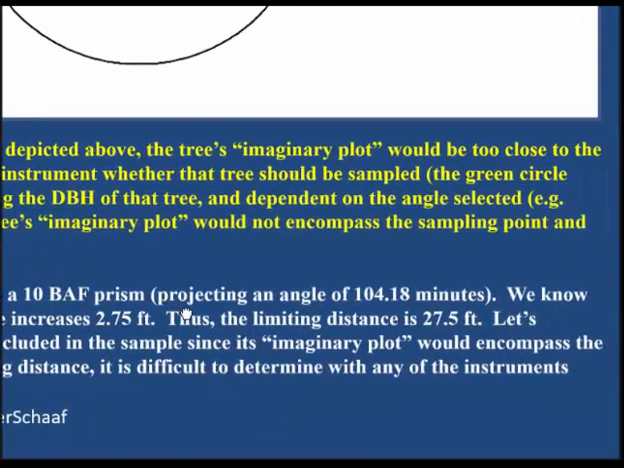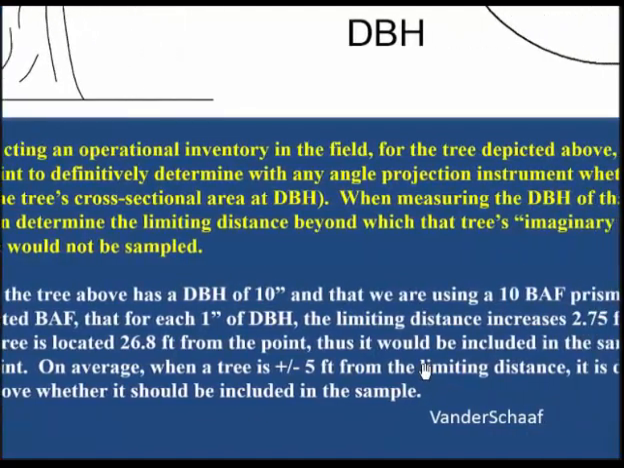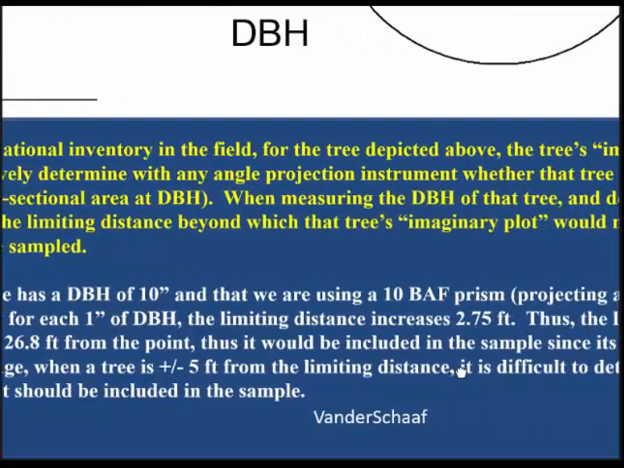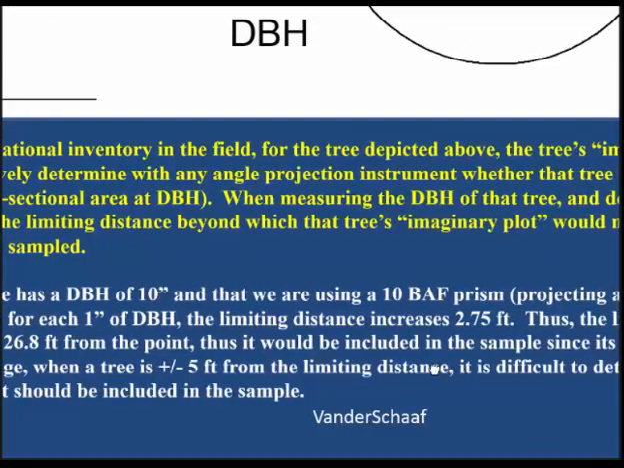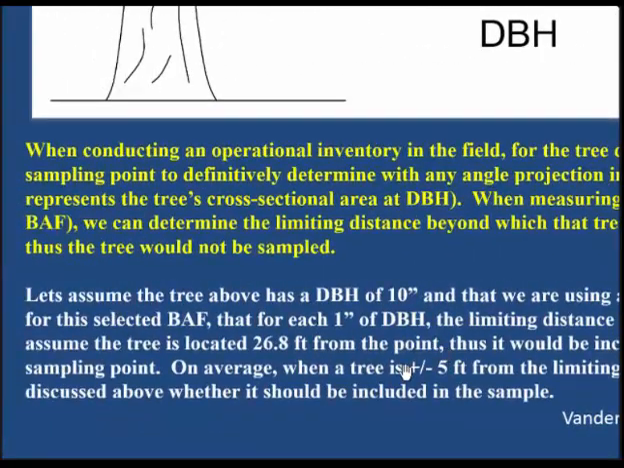Thus, the limiting distance is 27.5 feet. 10 inches times 2.75 is 27.5 feet. Let's assume the tree is located 26.8 feet from the point. So you probably could not tell definitively with any one of the instruments, the prism, the Jim-Gem, or an angle gauge, whether that tree was truly in or out. Thus it would be included in the sample, since its imaginary plot would encompass the sampling point.